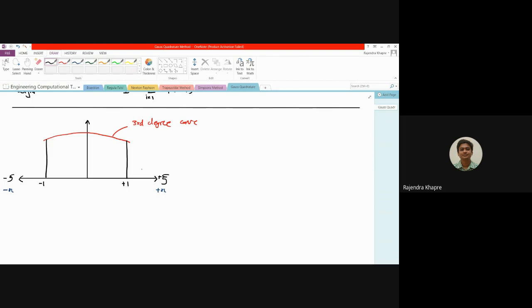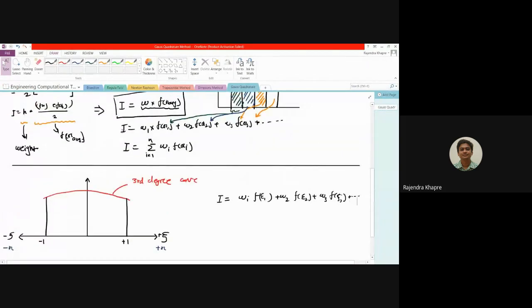Okay, so just try and understand that we have a third degree curve whose lower limit is -1 and upper limit is +1, and if I want its equation, its solution, we have a ready-made equation or ready-made solution for this. The ready-made solution of this particular equation is something like this. I is nothing but w1 f of xi1, plus w2 into f of xi2 plus w3 into f of xi3 and so on. Which is exactly similar to this one which we have done over here.